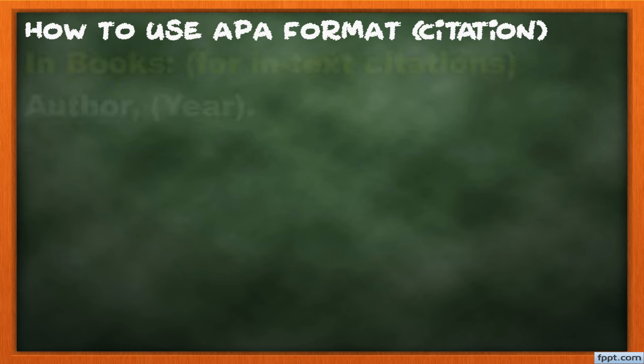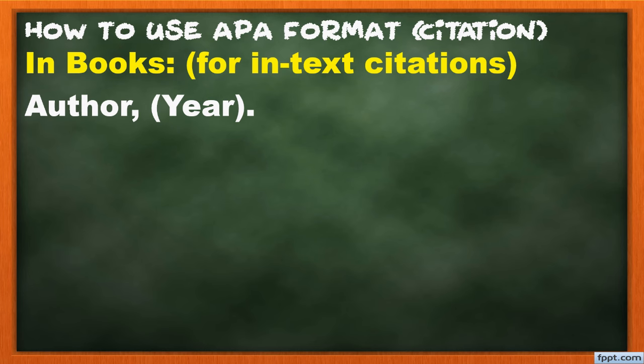So this time, let us discuss how you will use APA format for in-text citation. It's simple. You just have to give the last name of the author, just the last name, and then enclose the year in open and close parentheses.